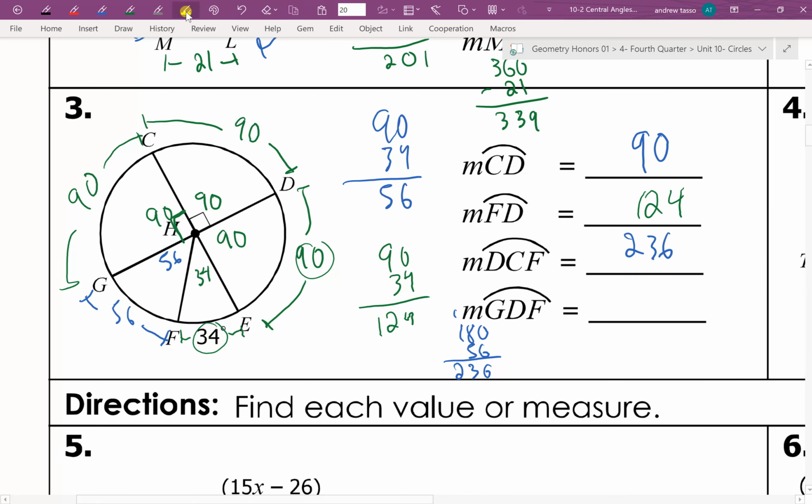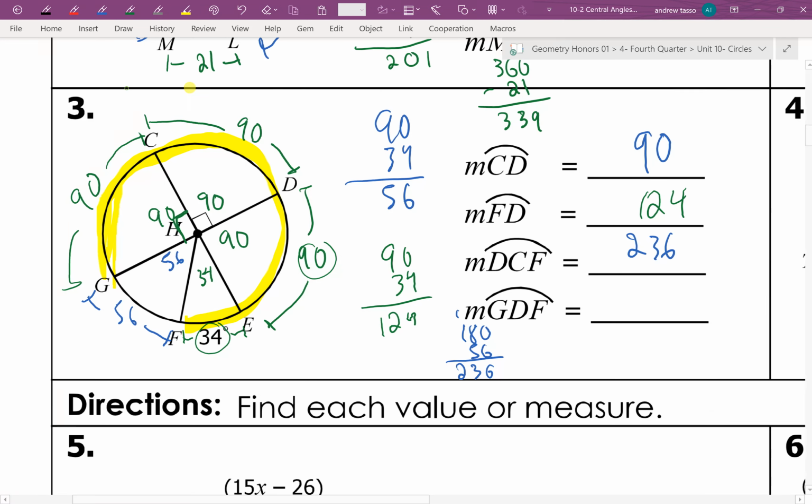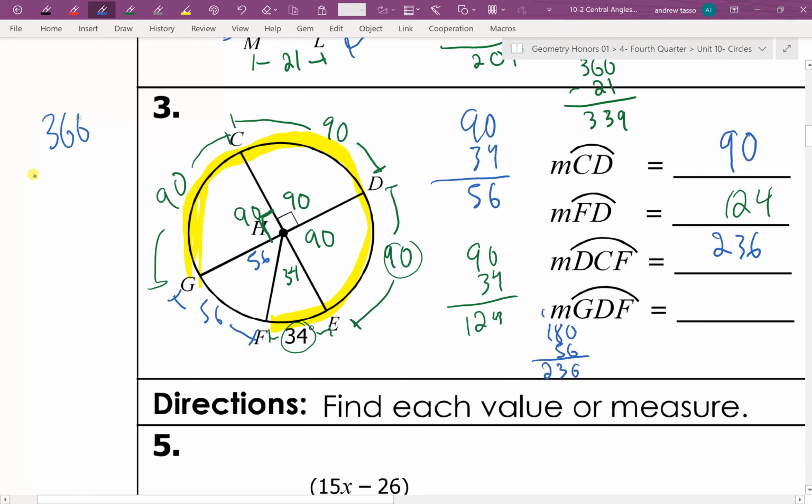Next is GDF. So if I remove that, from G, I go to D and then to F. So notice I'm going to have to go around this way, right? So G to D to F. Notice it's the entire circle except for 56 degrees. So I would do 360 minus 56 degrees. And if you do the math there, you should get 204 degrees. Right.